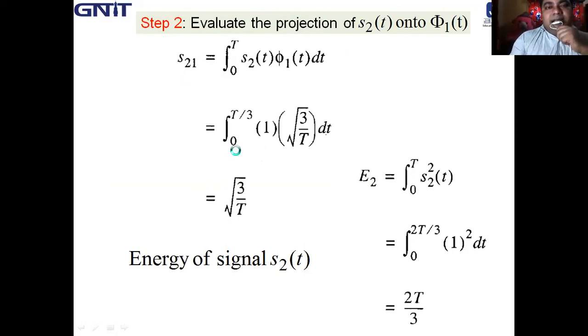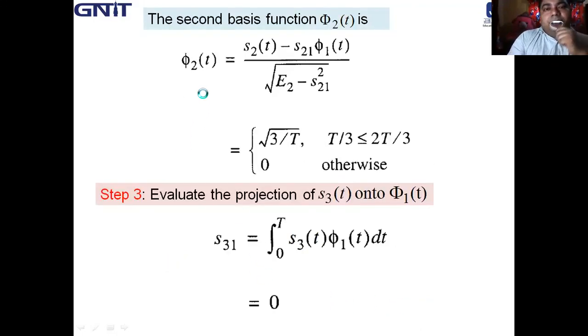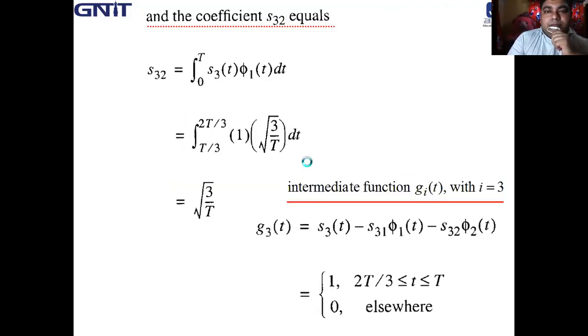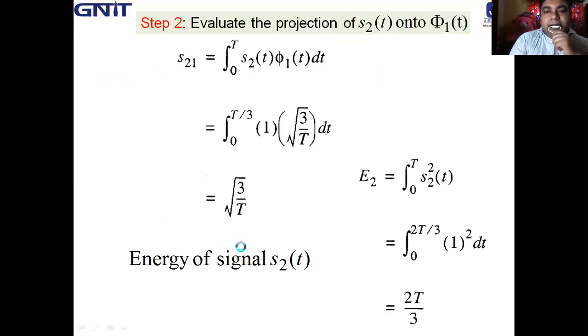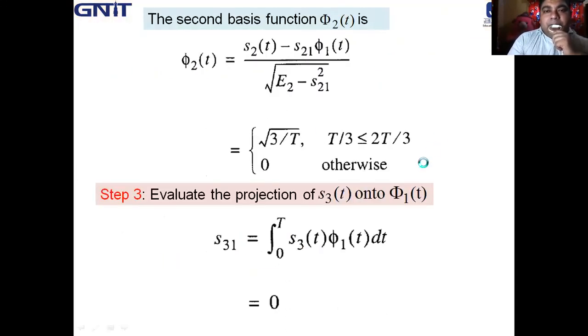So we can easily calculate, using the result of S21 and E2, that phi 2(t) is equal to root over 3 by T, where t belongs to T by 3 to 2T by 3, because phi 1(t) belongs to 0 to T by 3 and S2(t) belongs to 0 to 2T by 3. So phi 2(t), where t belongs to T by 3 to 2T by 3.